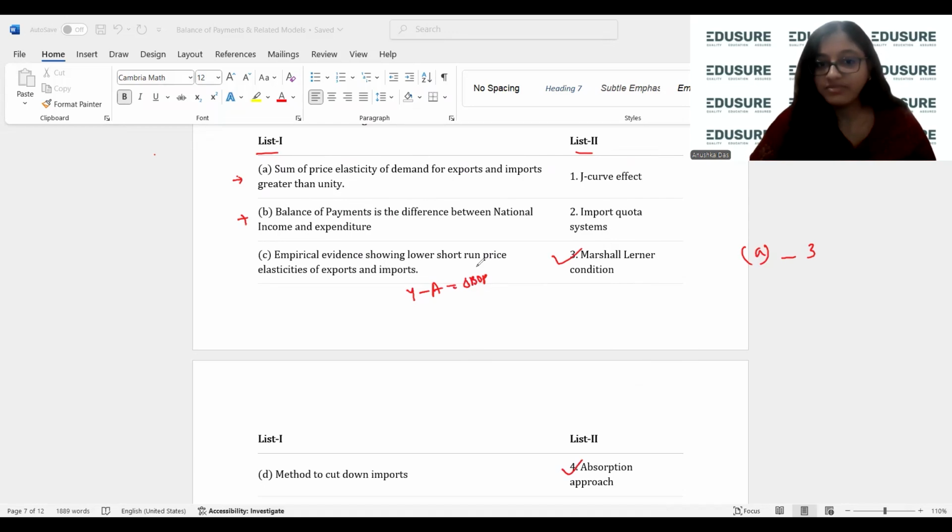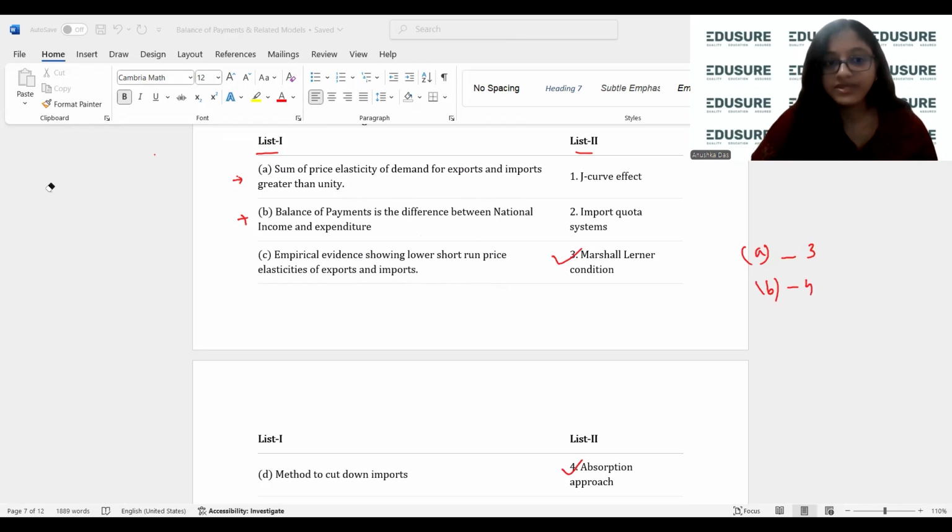So the balance of payment will be the difference between national income and the expenditure, which is basically the absorption. Expenditure is basically the domestic demand, and this is in terms of the absorption approach. So B will be what? B will be option number 4.